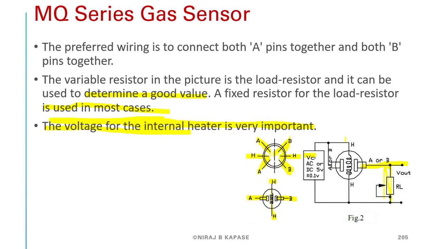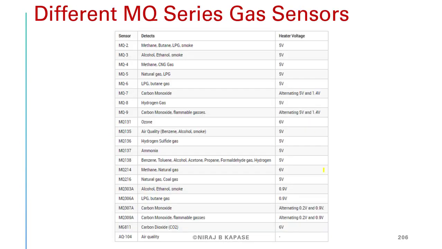And we have a heater coil, H and AH, and this heater coil is exposed to the gas. So based on the gas concentration, it detects the amount of gas present in the air. There are different MQ series gas sensors available to detect different concentrations of gases, and they are numbered like this. So just note down these particular numbers.